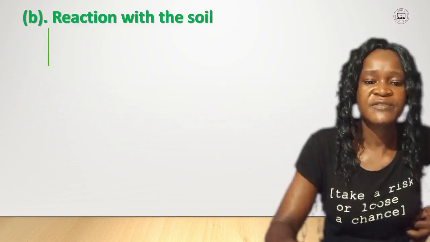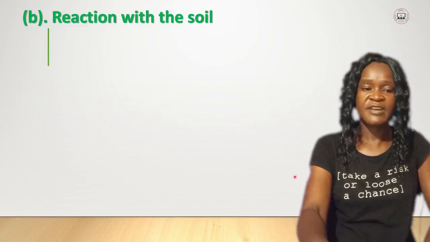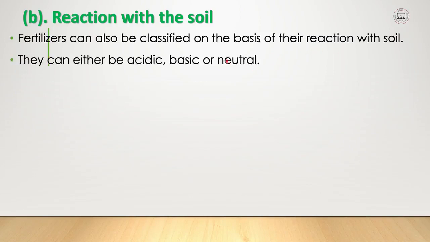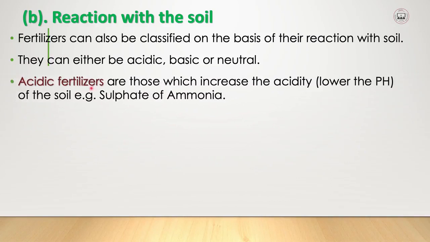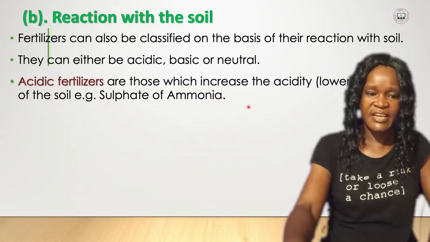We can also classify the inorganic fertilizers depending on reaction with the soil. So fertilizers can be classified on the basis of their reaction with the soil. So they can either be acidic, basic, or neutral. Acidic fertilizers are those which increase the acidity or lower pH of the soil. We have good example of sulfate of ammonia. These ones, they are acidic in nature.